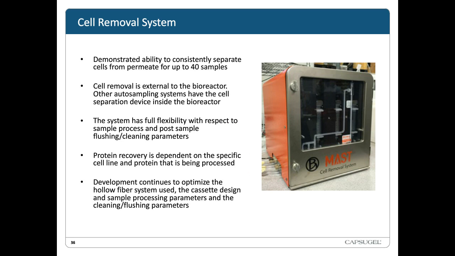With this system, we have demonstrated the ability to separate cells from permeate for up to 40 samples before changing out the cassette. A big advantage with this system is that cell removal is external to the bioreactor. So if there is a problem, you need to change the cartridge, or there's an issue with the filter, you can change the filter without risking the sterility of your bioreactor. The system has full flexibility with respect to processing the sample and cleaning. We designed a system with a sequence that's modifiable to change the way it operates to fit your exact needs.